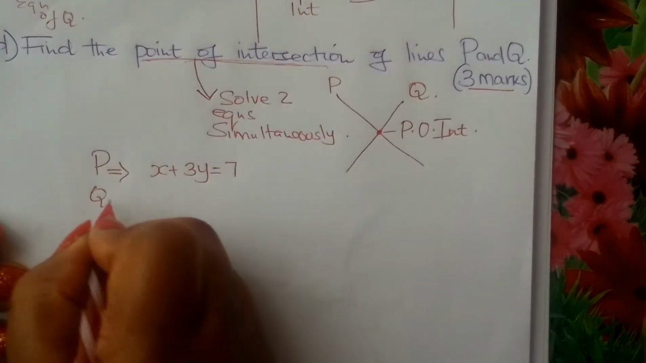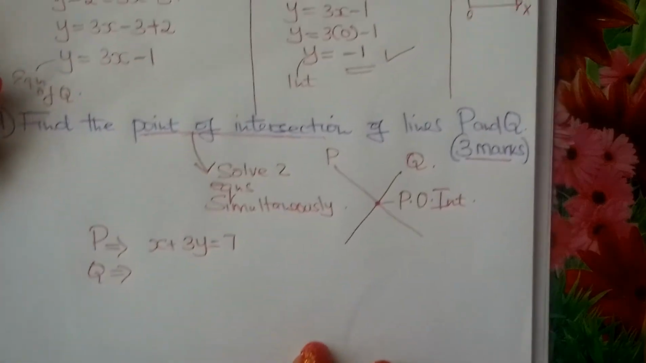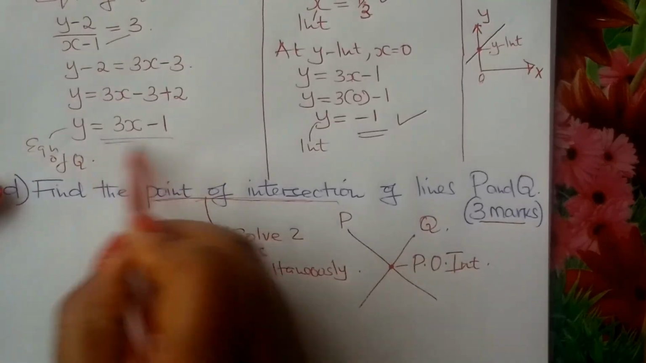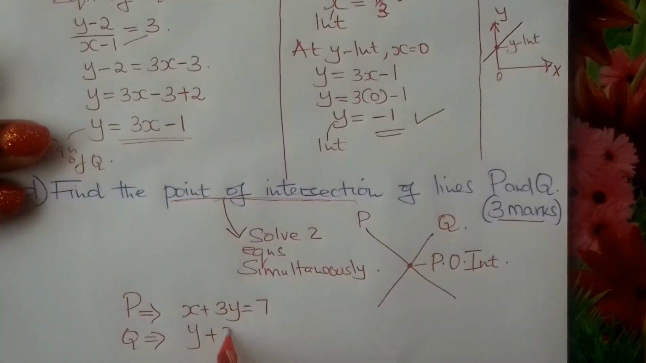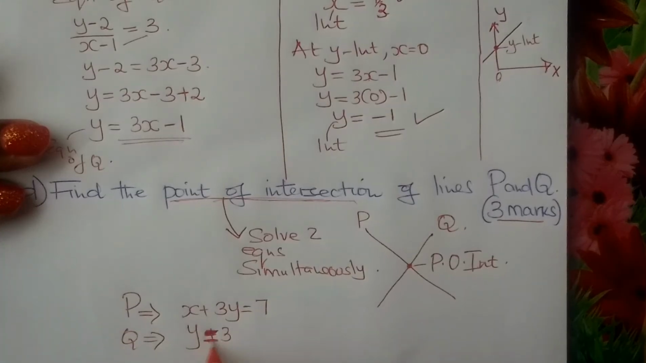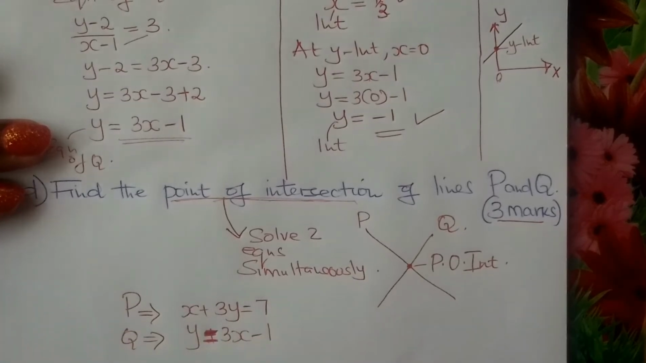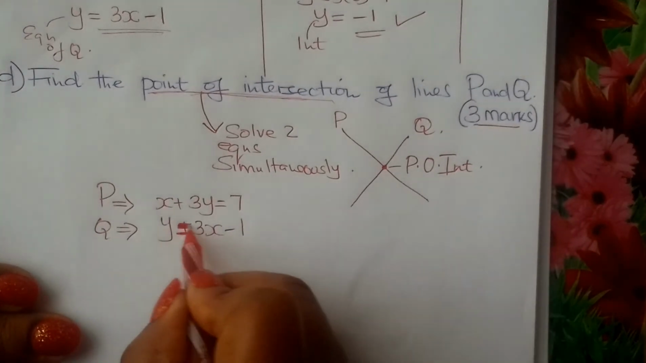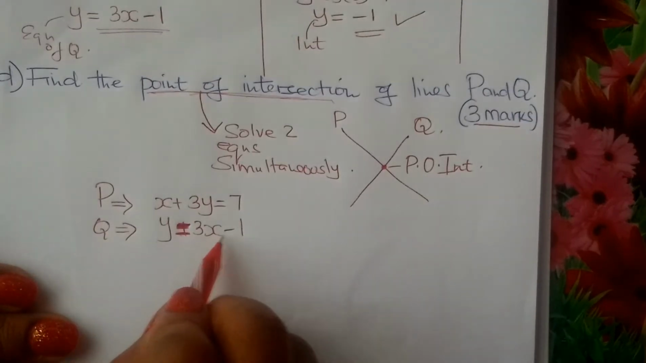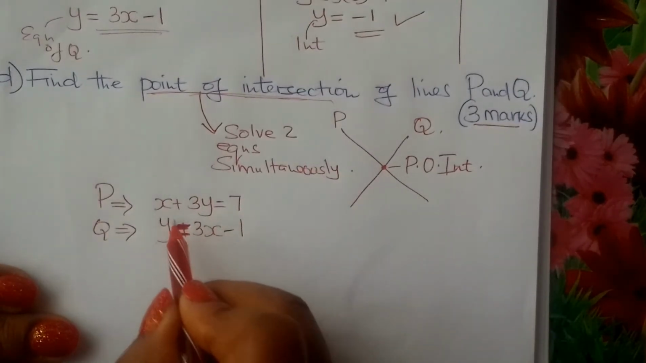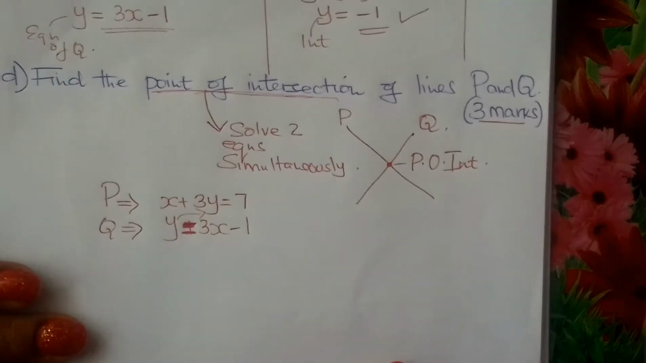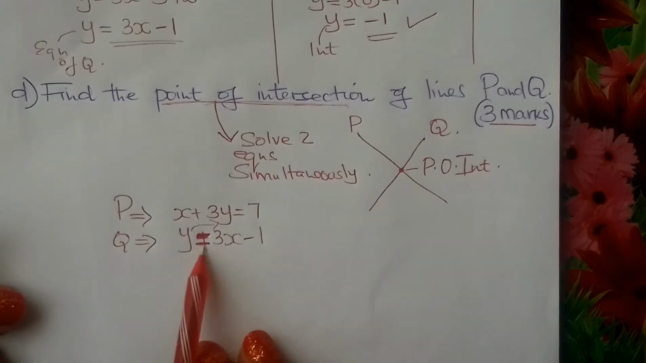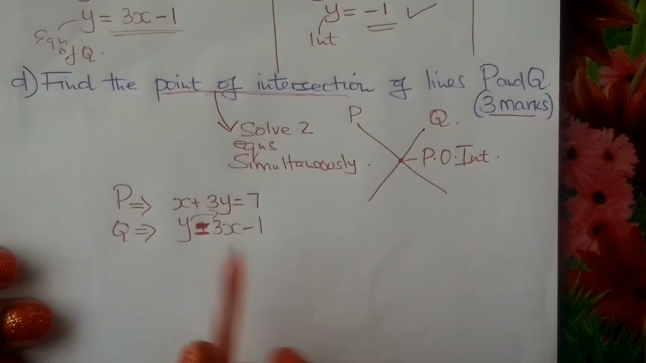And what is our line Q? Our line Q, learner, we have just got it here: y equals 3x minus 1. So you solve these two simultaneously. We can do it by substitution. It is easier because here we are told y equals 3x minus 1. Come and substitute this here.